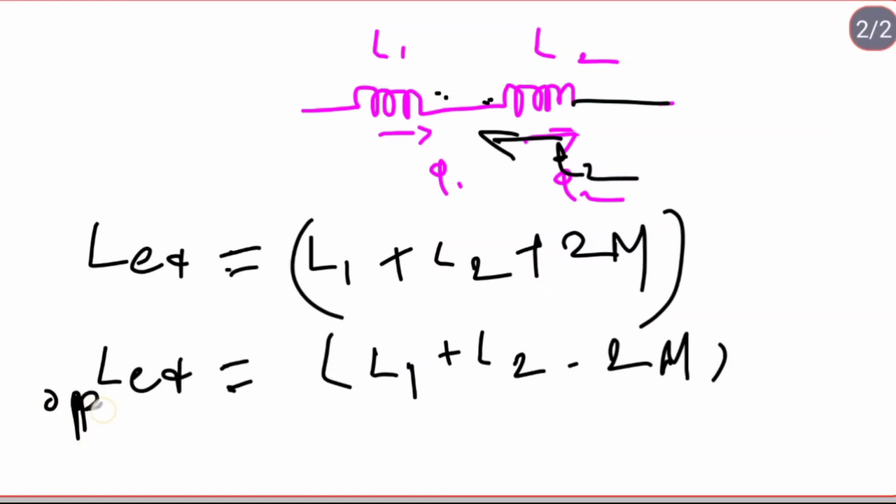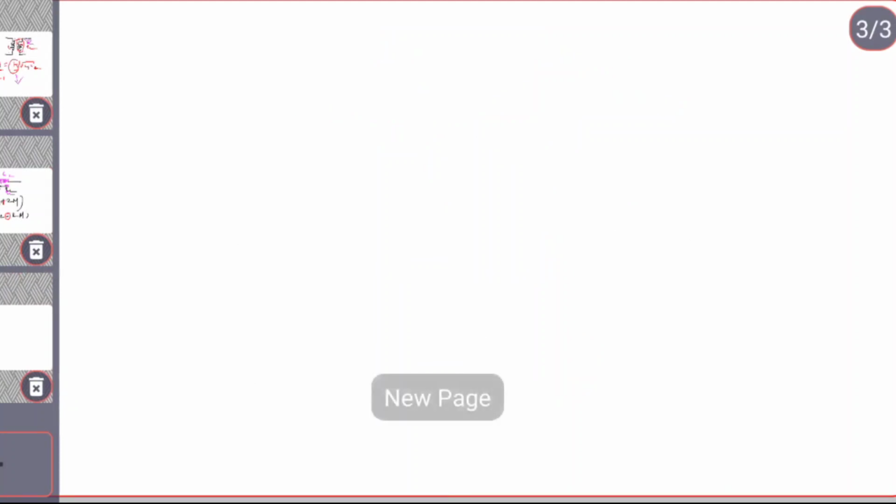When two magnetic circuits with inductances L1 and L2 are coupled together series opposing, the effective inductance of the system, that is L equivalent, is L1 plus L2 minus 2M. Here minus will come, the minus is opposing, plus for aiding. Another formula we have to remember, based on these formulas you will get more numerical problems in examination.